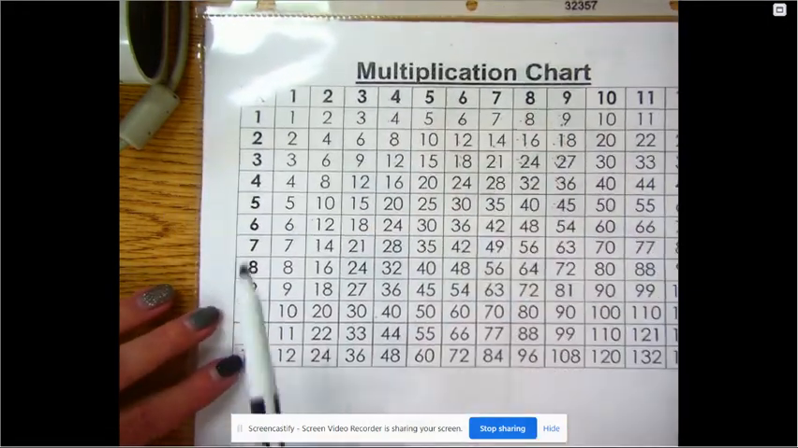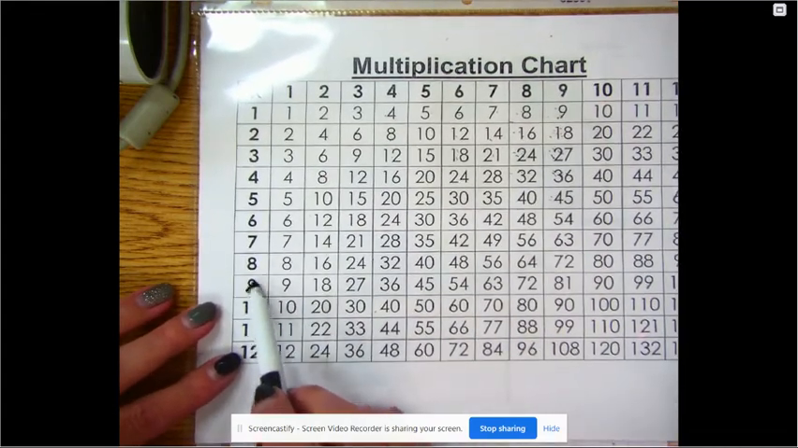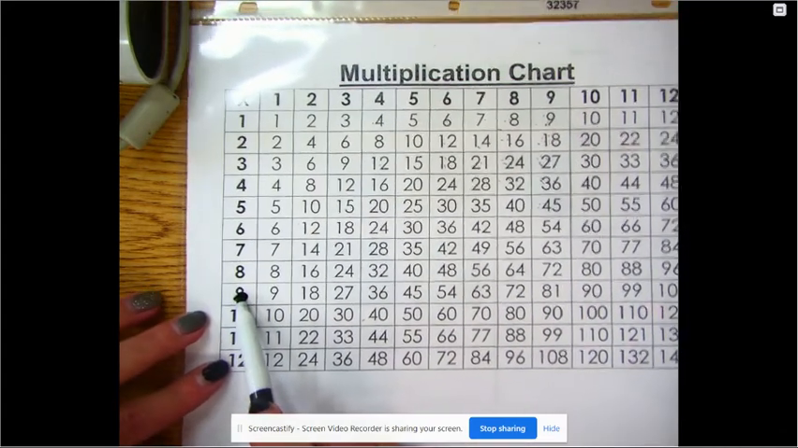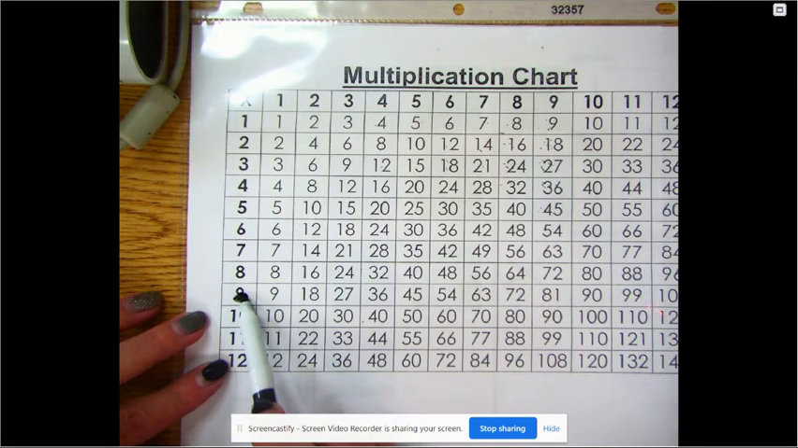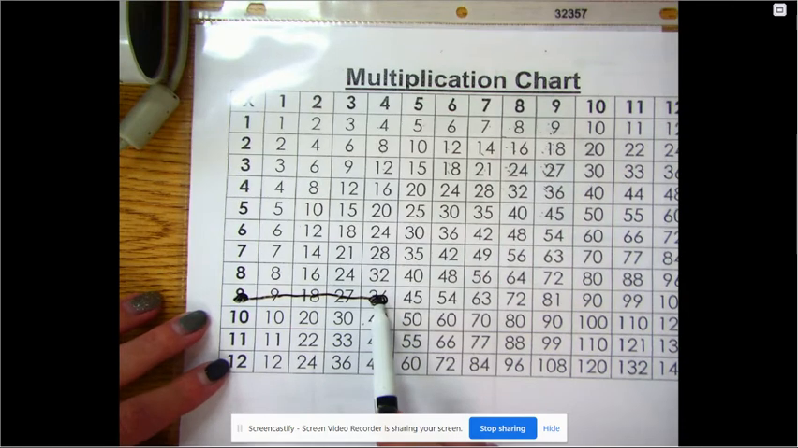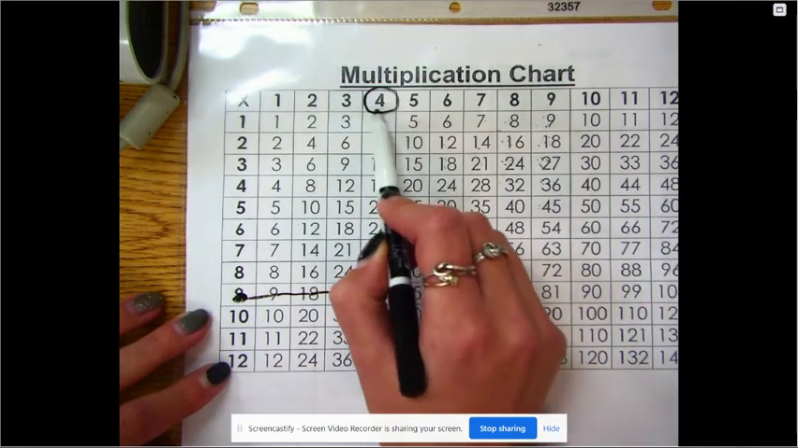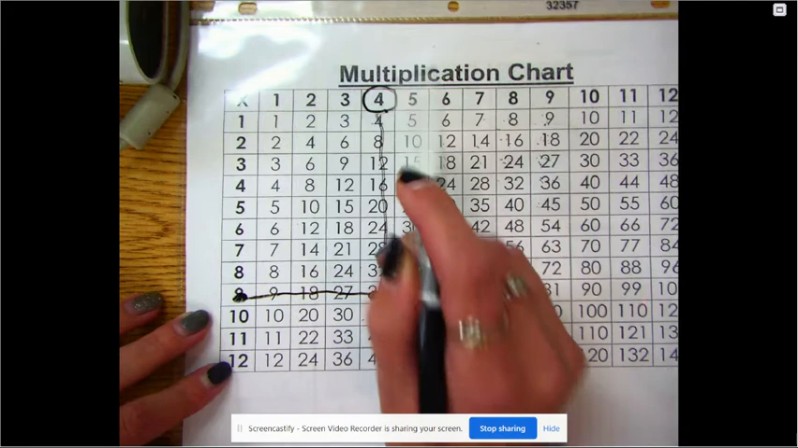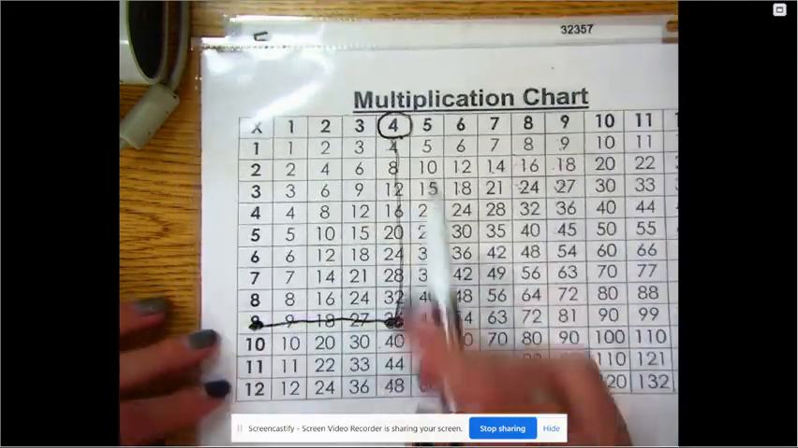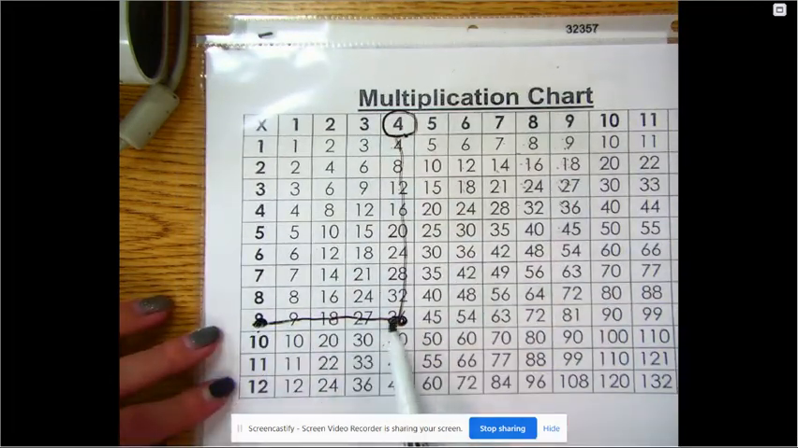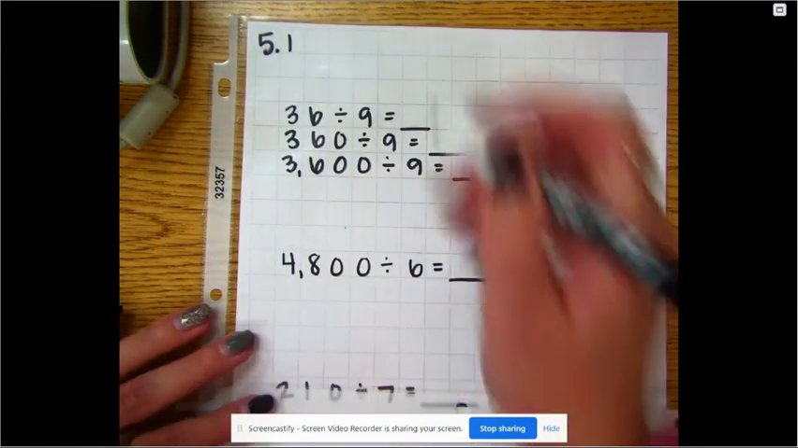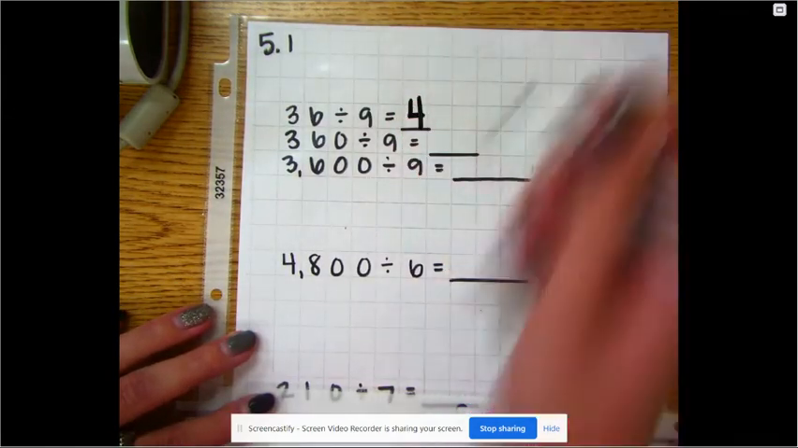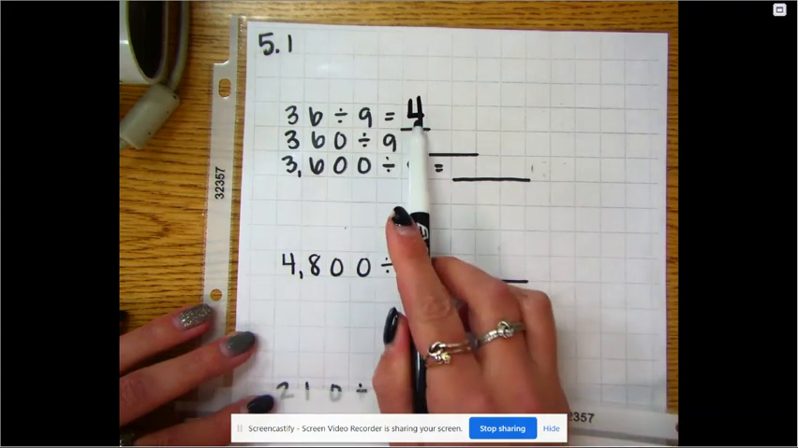So in order to do that, I need to ask myself, okay, I'm at 9. How close can I get to 36, or can I get perfectly to it? So if I go across 9, 18, 27, oh, it goes in perfect to 36. How did I get there? 4. 4 is how I got there. So I know that 4 times 9 is 36. It goes in perfect. So my quotient, my answer for that division problem, would be 4.